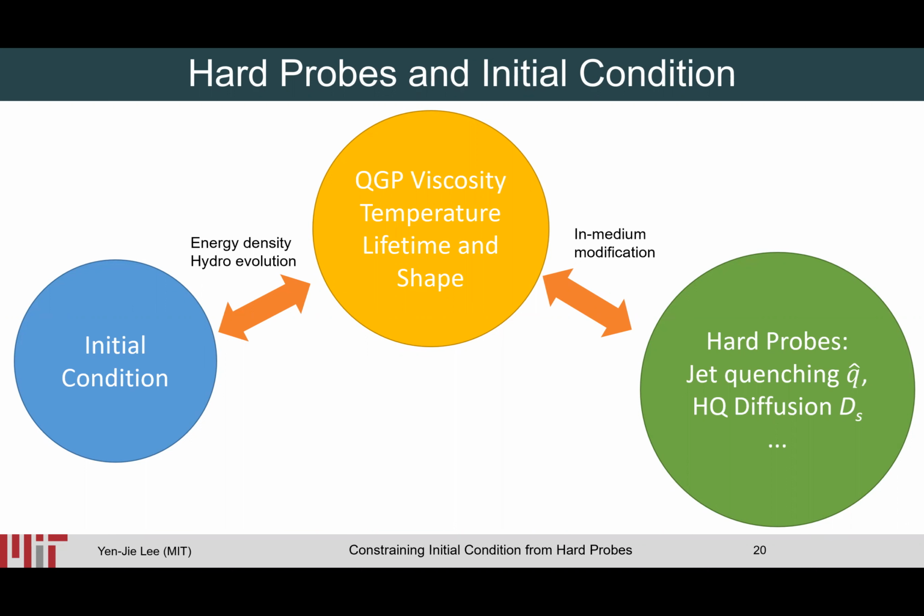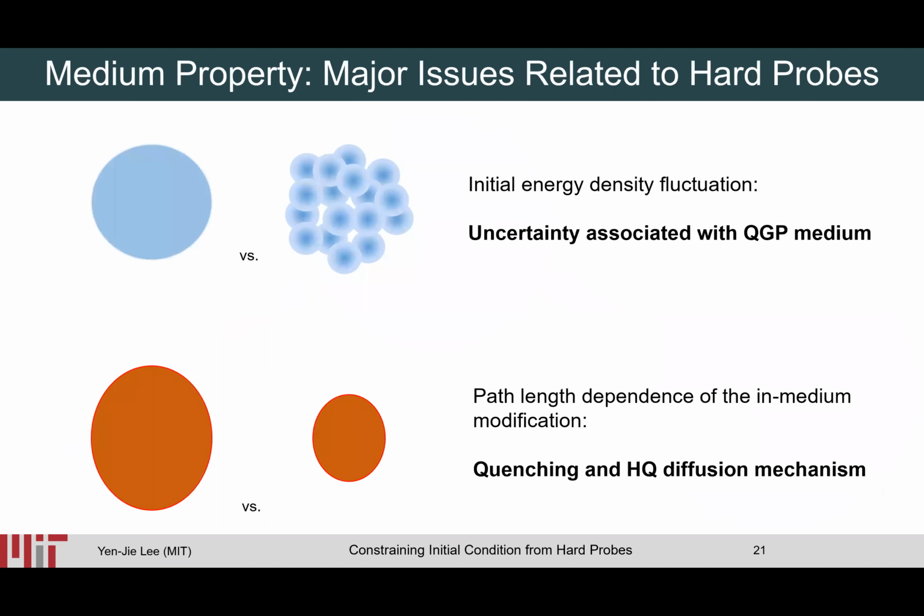So what we can actually do in the next step, in order to use hard probes as a sensitive probe for the initial conditions, is to model and perform Bayesian analysis on both hard and soft observables simultaneously. And I believe this will be the next step. And I would like to point out that a burning issue related to hard probes is that initial energy density fluctuation changes the medium we are really using for evaluating the quenching and the diffusion.